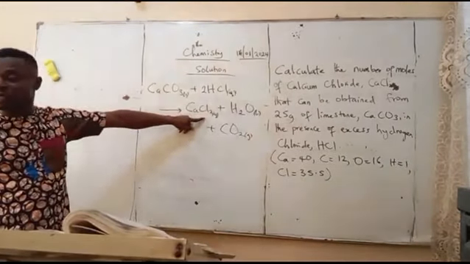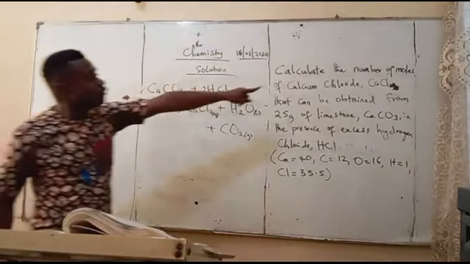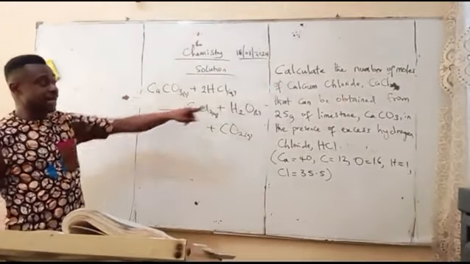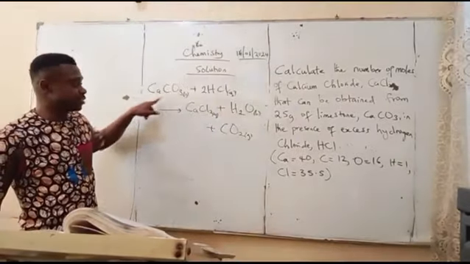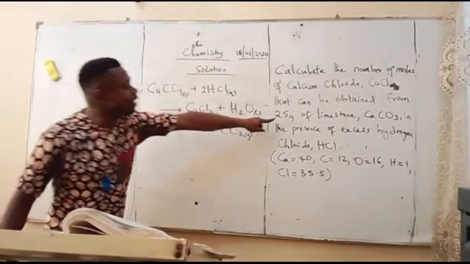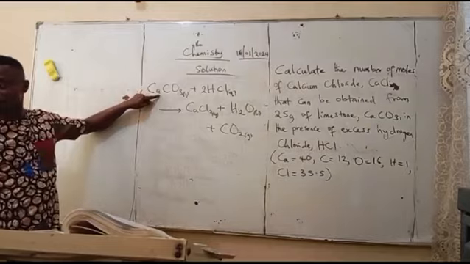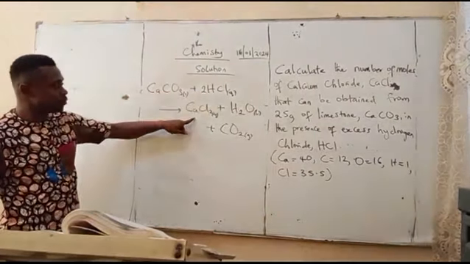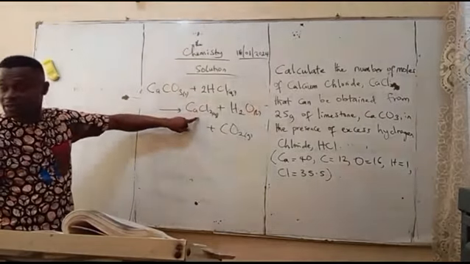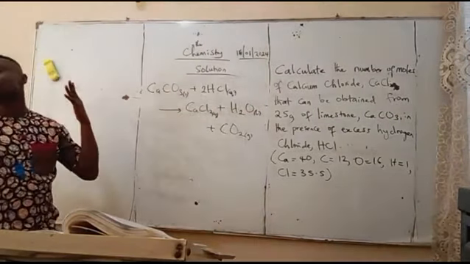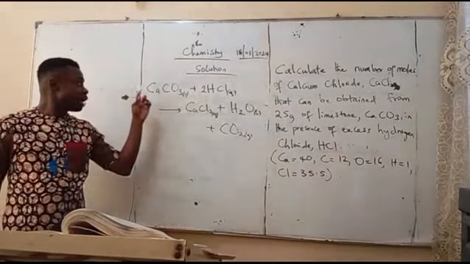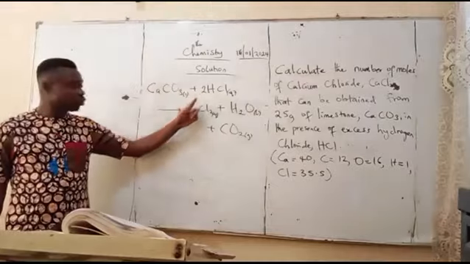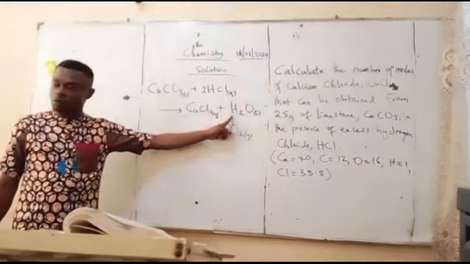Here, what we want to establish is that we want to calculate the number of moles of calcium chloride that we obtain from this reaction. But we are told that 25 grams of limestone reacted with this to form this. But we want to calculate the amount of this. So, first of all, what is the mole ratio? How many moles is there? 1 mole here, 2 moles here, 1 mole, 1 mole, 1 mole.